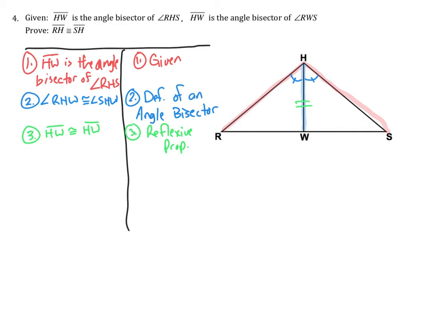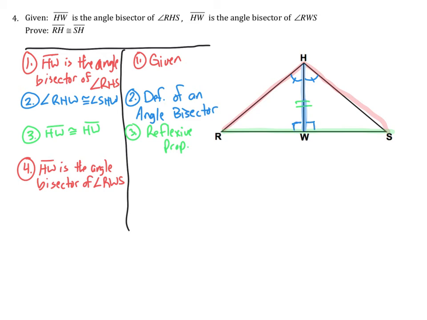All right. In my 4th step, I'm now actually going to go back to my given and state that HW is the angle bisector of angle RWS. All right, so let's again take a look at that. I now have RWS, and this segment bisects it. So then based on that, I would have congruent angles. Now I'm going to mark them with a box.